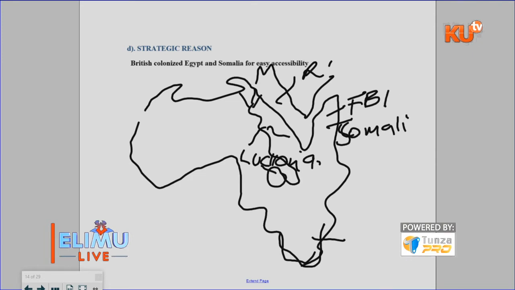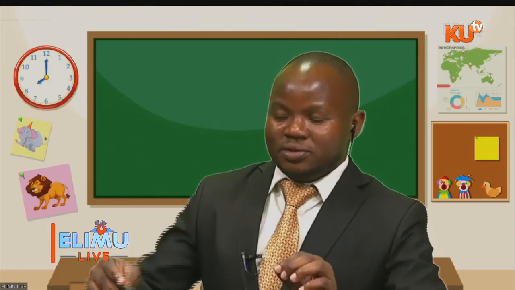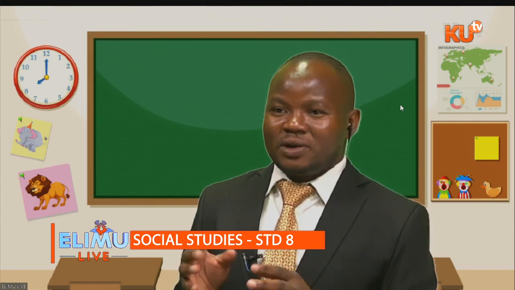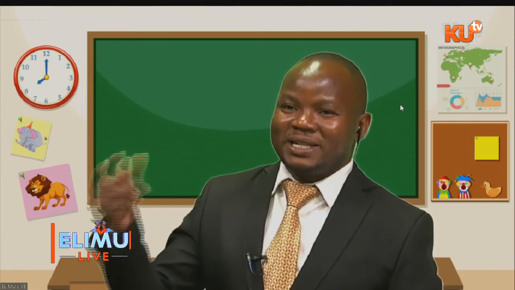I mostly advise my learners to write the word FBI. What does it mean? Maybe to explain this. When a European nation came to Africa, they found that a lot of resources were there. Then different European countries were running to different positions. So there were different reasons why they were running to that particular place.